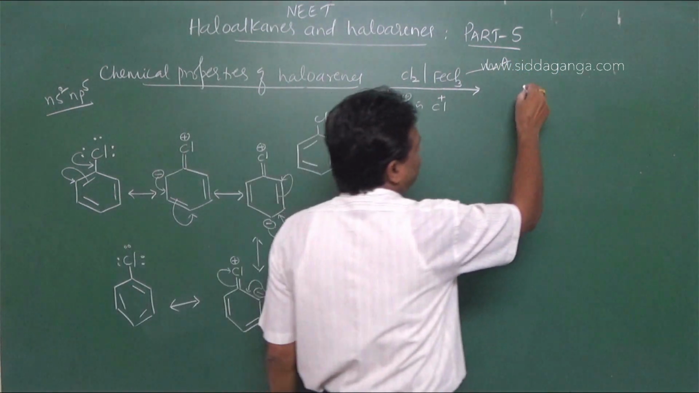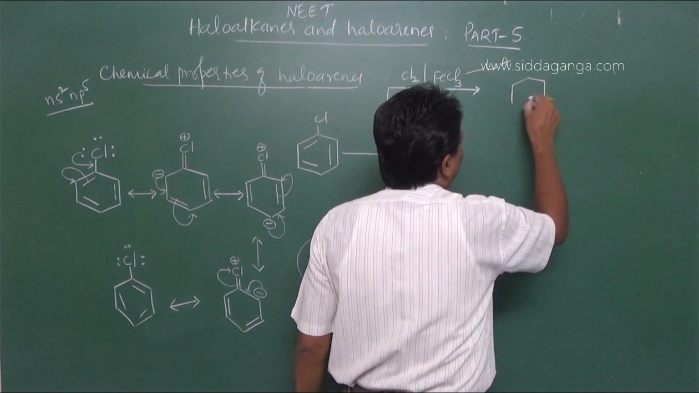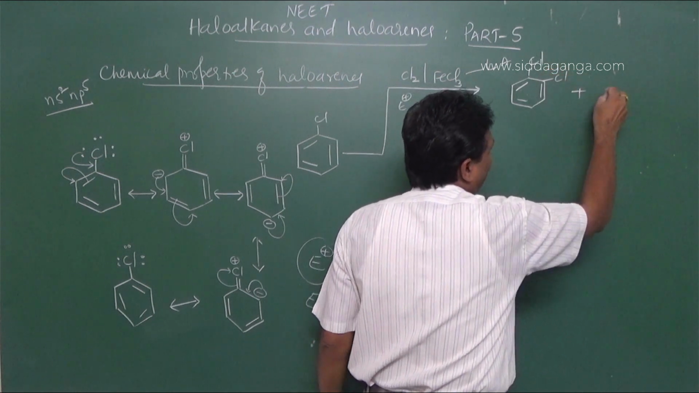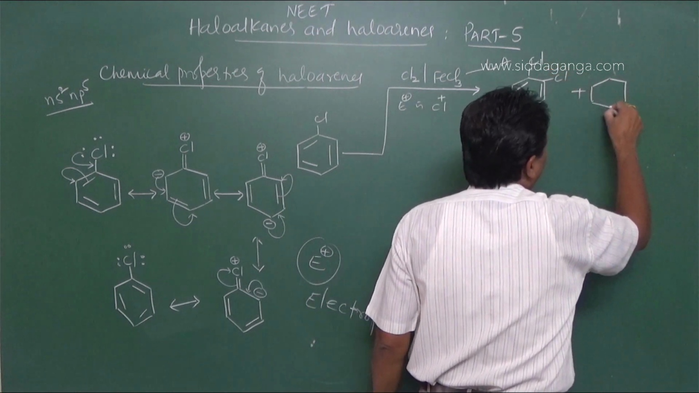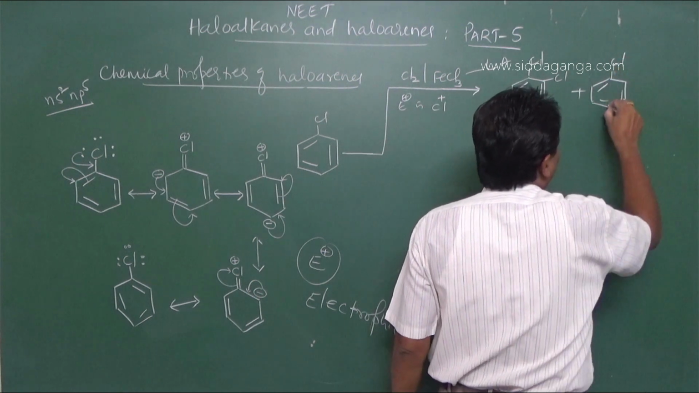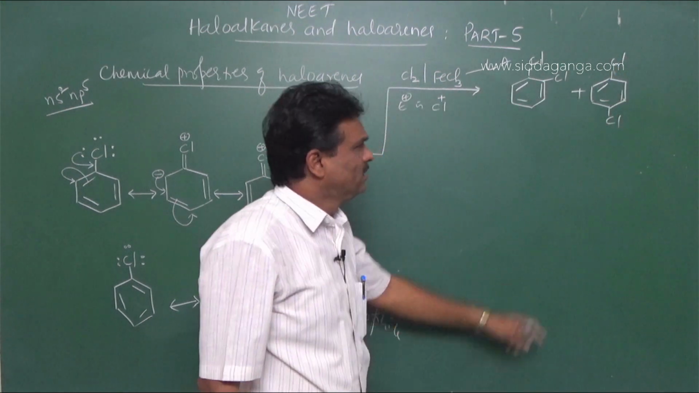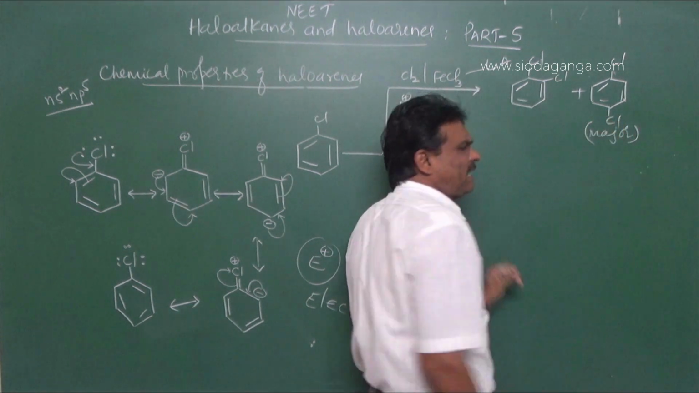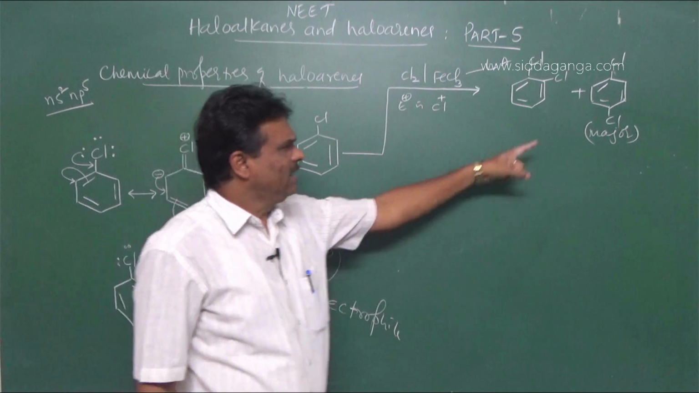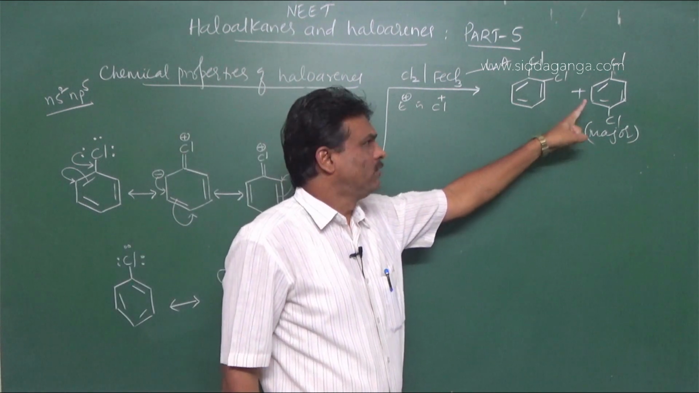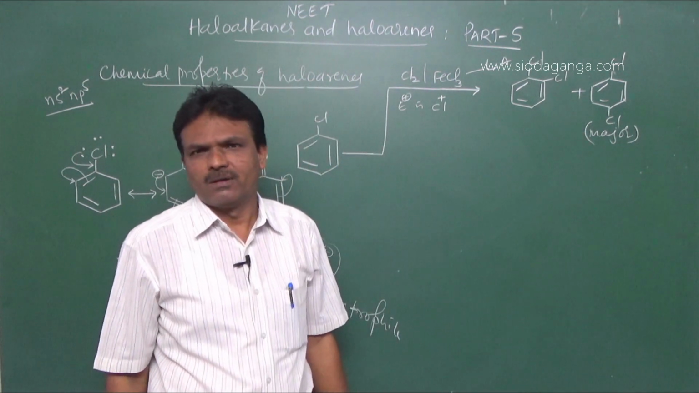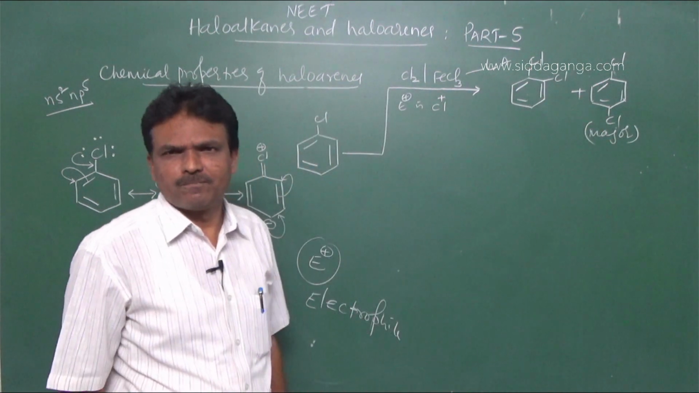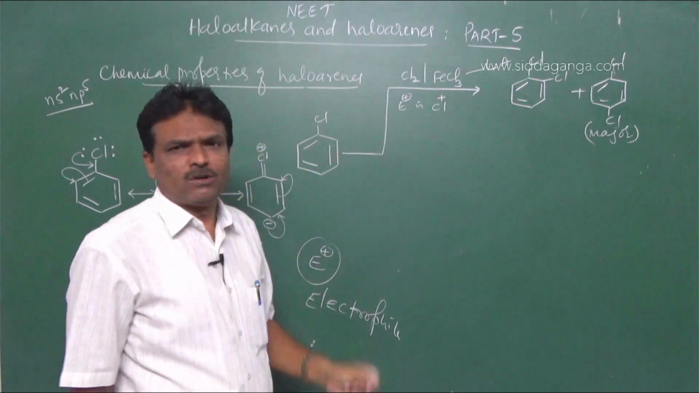So in this case we get orthodichlorobenzene and para-dichlorobenzene compounds formed. Orthodichlorobenzene and para-dichlorobenzene are formed. But the para is the major one, since it has a symmetrical structure. Therefore it is the major compound. Orthodichlorobenzene and para-dichlorobenzene. This is the chlorination of chlorobenzene.